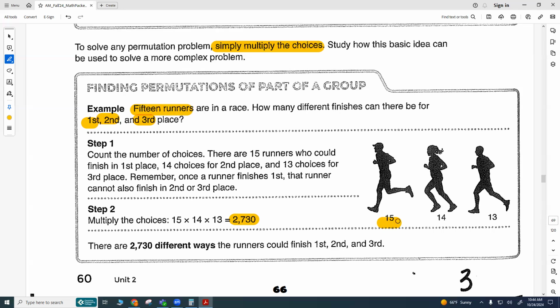Yes, Ryan? So 15 times 14 times 13. Yes, look at step 2.